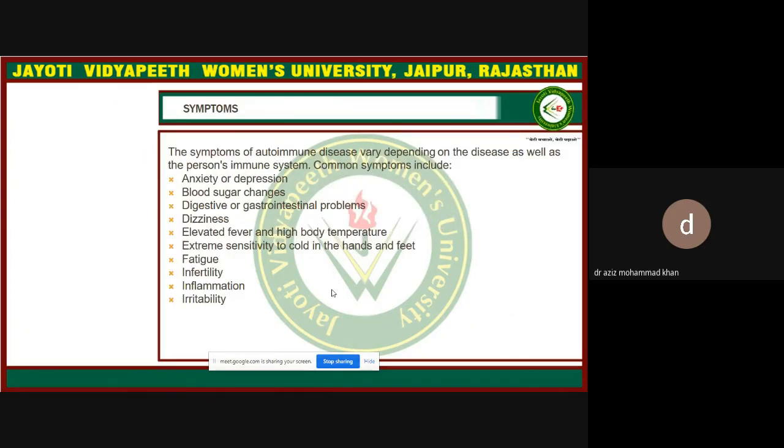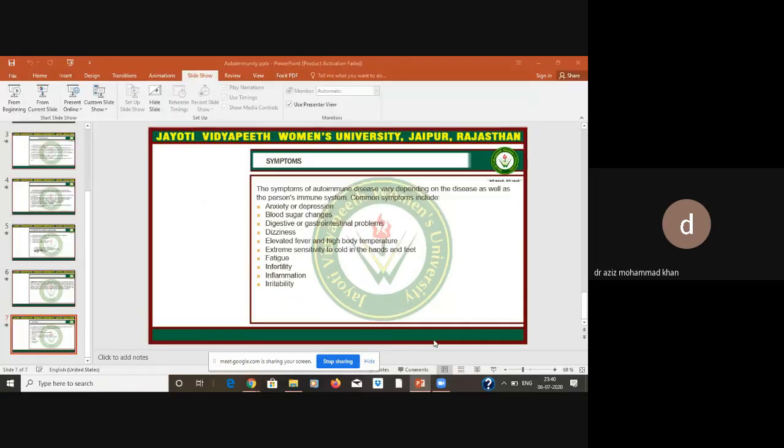What are the symptoms of autoimmune diseases? The symptoms of autoimmune disease include anxiety, blood sugar changes, digestive problems, dizziness, elevated fever, extreme sensitivity to cold in the hands, fatigue, infertility, inflammation, and irritability. These are the symptoms of autoimmune diseases.